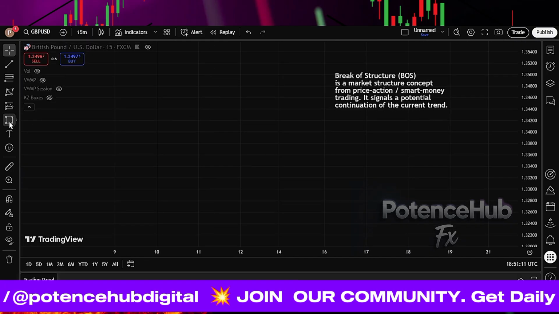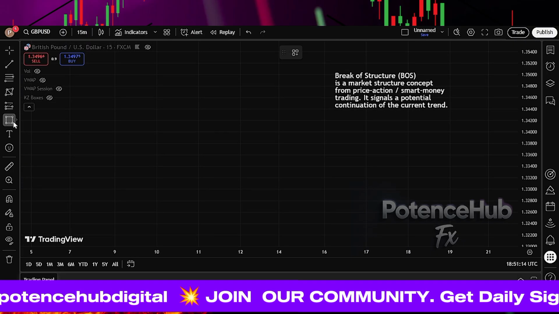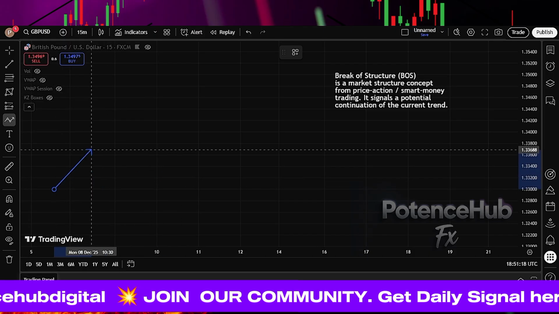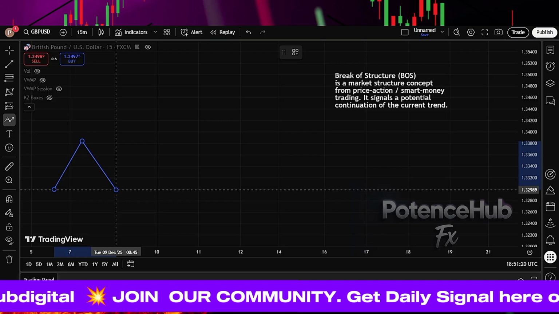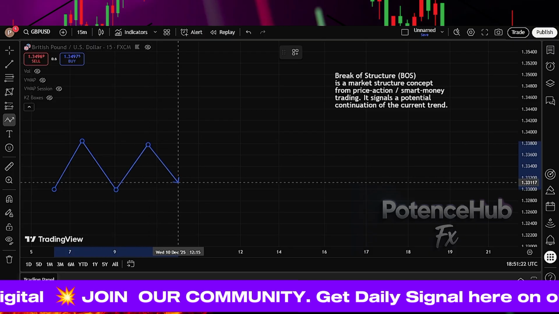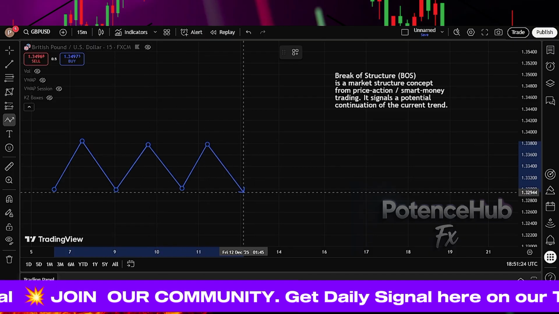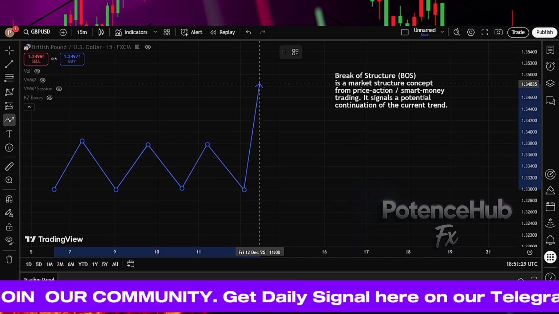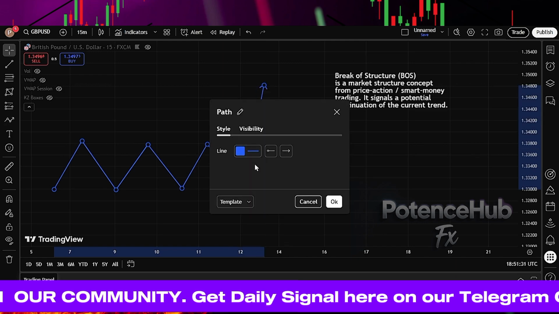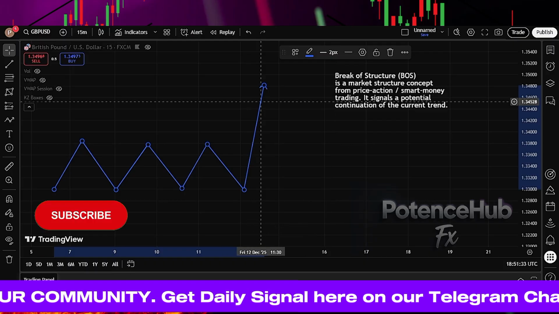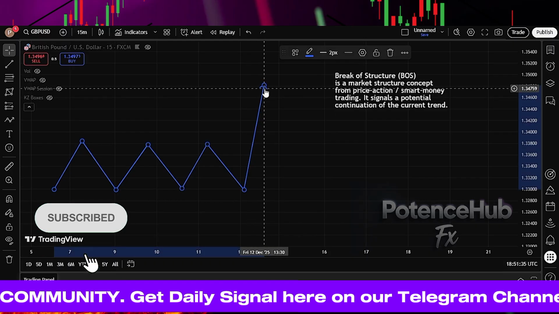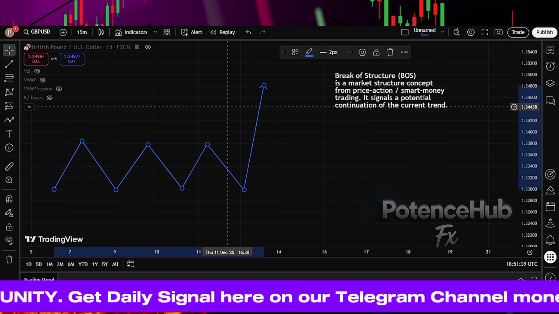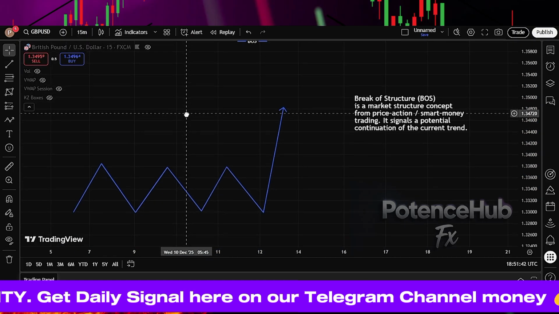Real quick, let's say for example we have something like this, and maybe we have a market that is moving like this, moving in this form. As you can see, this is a market that is evenly moving in this form, and all of a sudden there is a pull. Now, what this means is that this is telling us that this is a break of structure, and the break of structure in this case is this point now.